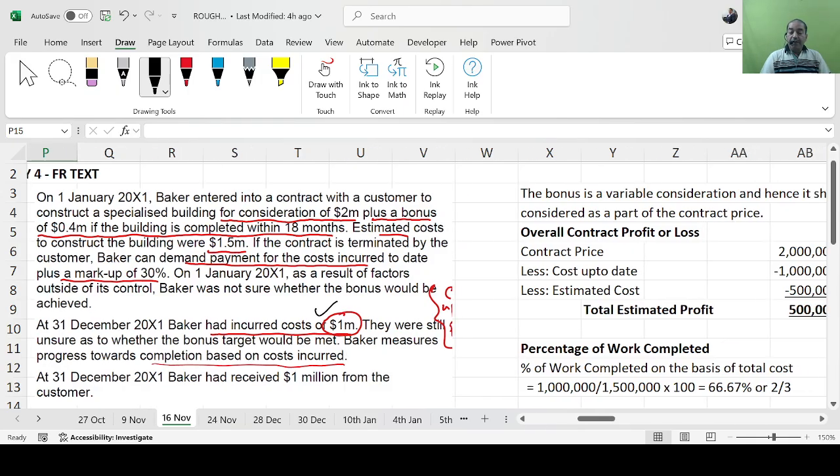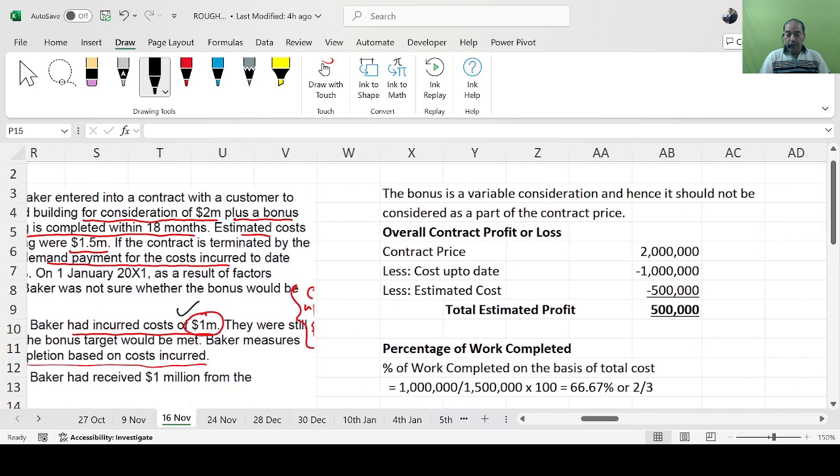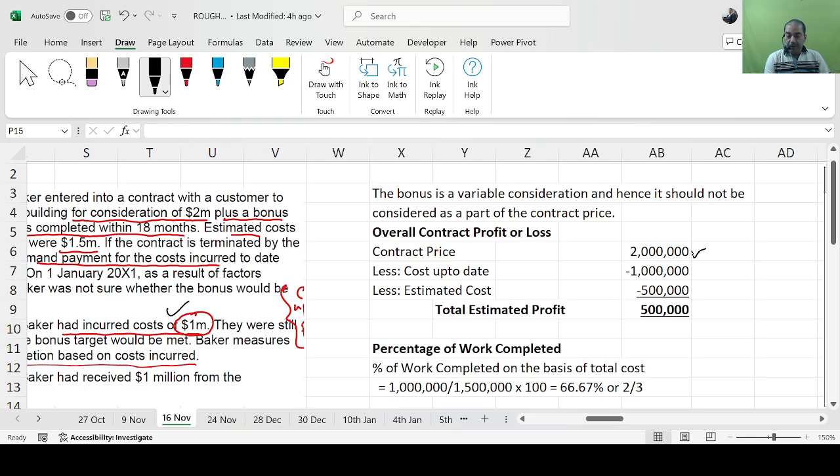Okay, what is the estimated cost likely to be incurred in future? Future estimate. Total is given to me as $1.5 million. Out of that I have incurred $1 million. So what is the estimated further cost to be incurred? $0.5 million, which is nothing but $500,000. So I have taken the contract price $2 million, less cost incurred up till date $1 million, less the estimated cost $500,000. So the total estimated profit on the contract is likely to be $500,000.